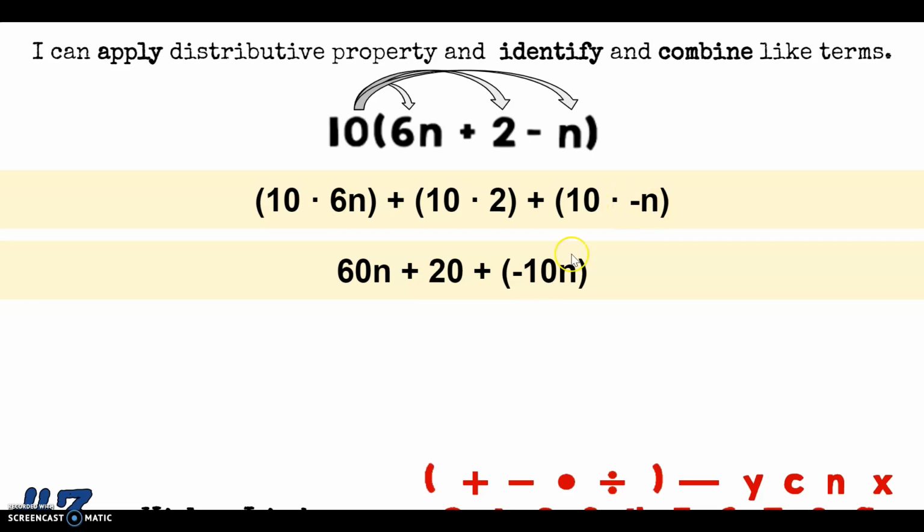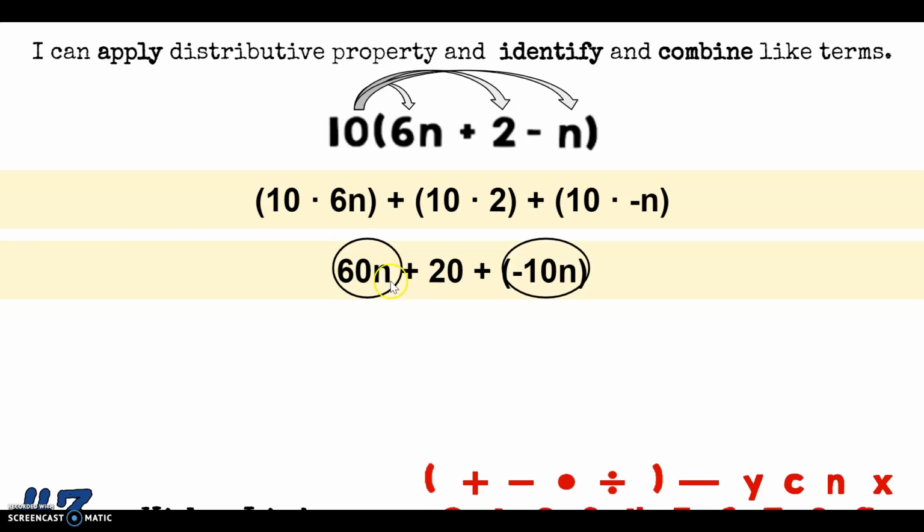10 times negative n is negative 10n, because there's an invisible 1 in front of that. So that would be 10 times negative 1n. Don't forget that invisible 1. If there's just a variable or just a letter, there's that invisible 1 in front of it, whether it's positive or negative. All right, so now I need to simplify this by combining my like terms.